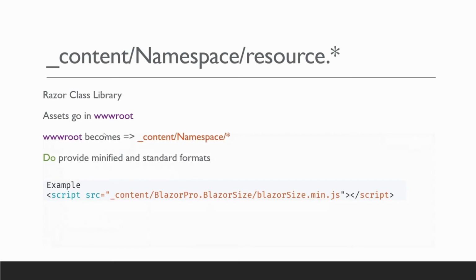And then there is built-in support here for your namespace and folder in which your JavaScript will be deployed with your component library. So you're going to build a Razor class library, and your assets will go in the wwwroot folder of that class library. When you need to reference this JavaScript file, it will be under the _content folder, then the namespace, and then the JavaScript file that is in the wwwroot of that Razor class library. So wwwroot becomes _content/namespace, then your JS file.